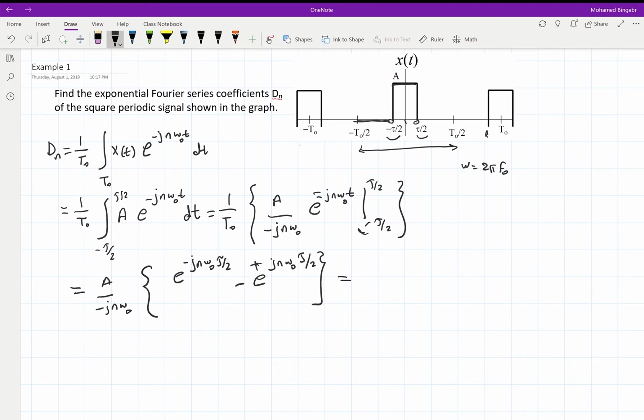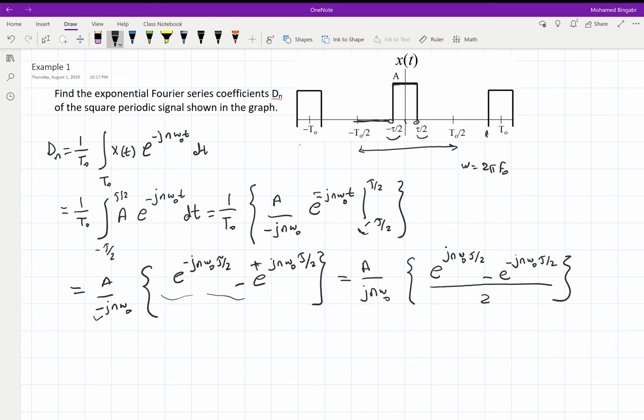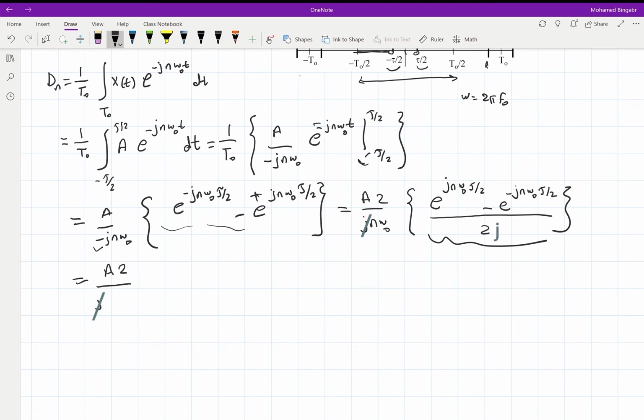The next step, I want to make this look like a sine. So what I can do is the minus here will multiply inside. So this will be a over j n omega 0 times e to the j n omega 0 tau over 2 minus e to the minus j n omega 0 tau over 2. I will divide this by 2 and then multiply here by 2. So this term will now be sine. Then this will be a 2 over j n omega 0 sine of n omega 0 tau over 2. And that's what dn is.